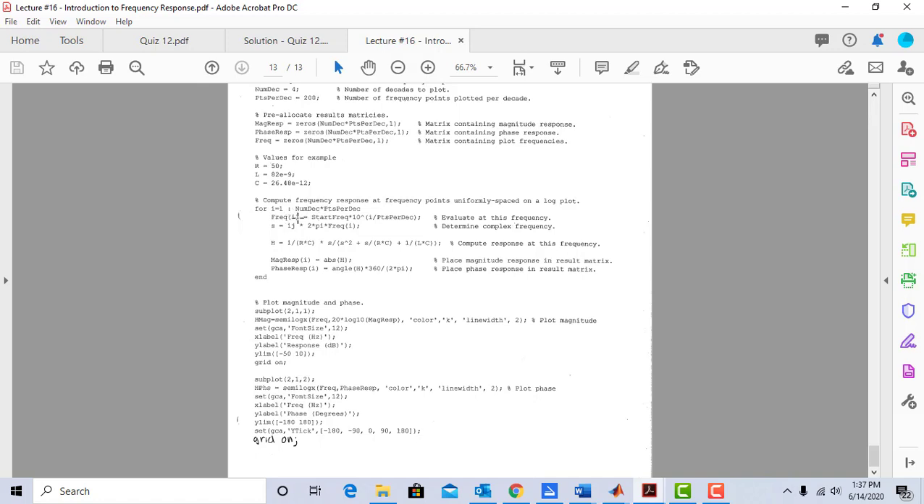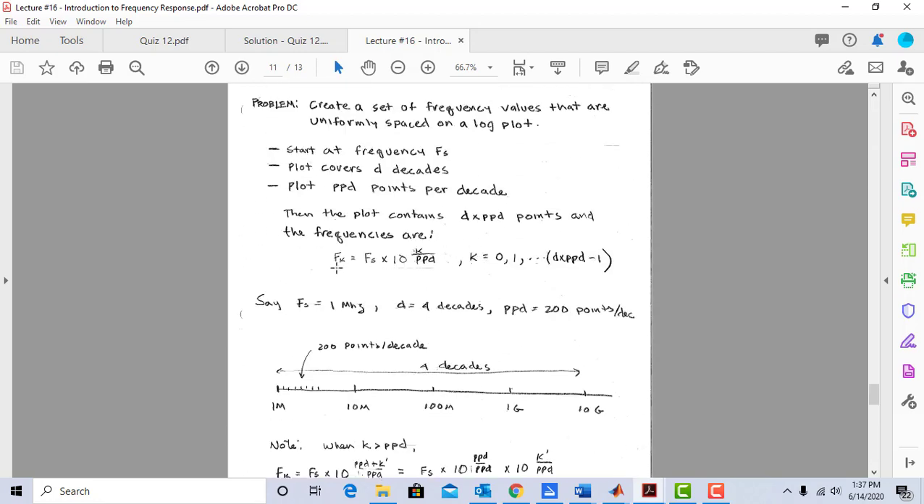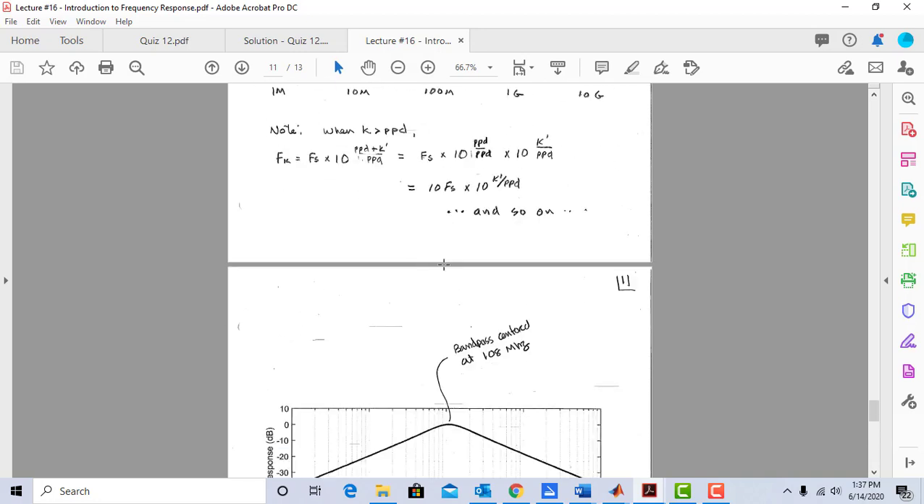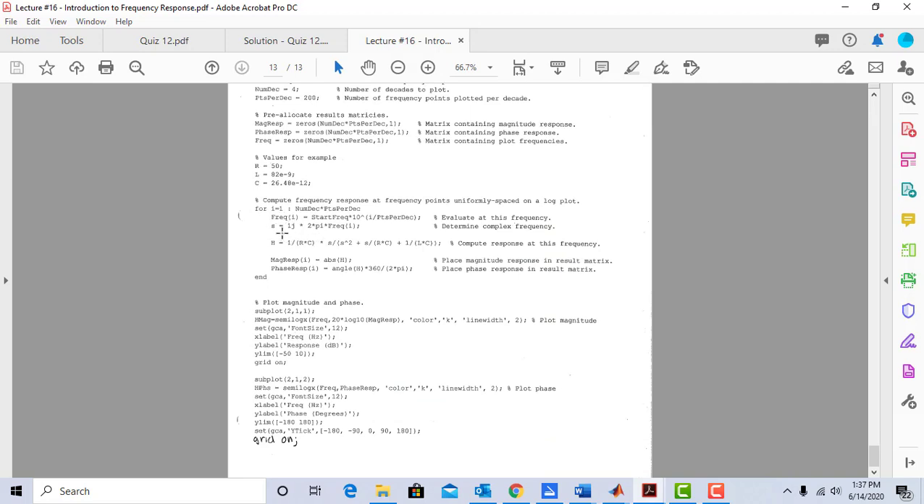For each index, I'm going to determine the exact frequency. It's equal to my start frequency times 10 raised to the I over points per decade. Namely, this formula. So that gives me the frequency at this iteration. Now I'm going to just say S equals J times 2 pi F. So now I have S nailed down, and from here, I can enter my transfer function directly. This is exactly what we calculated for our transfer function.